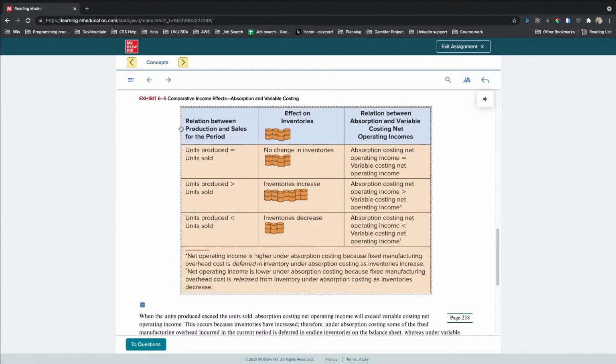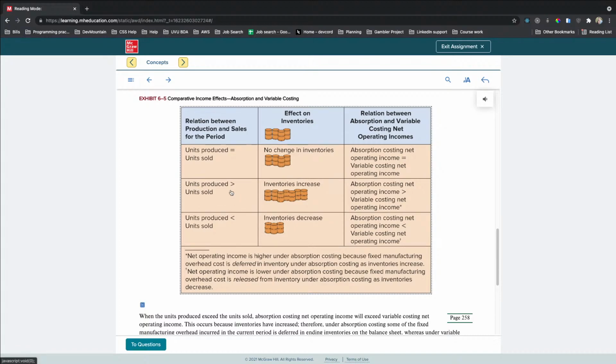Relation between pure production and sales for the period. Units produced equals units sold. Absorption costing net operating income should equal variable costing net operating income.